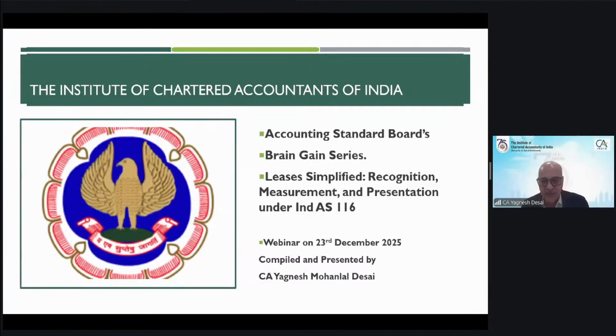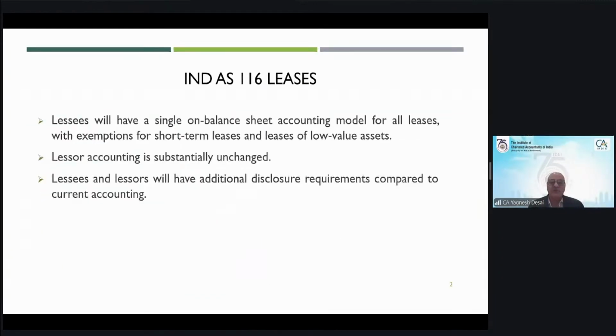So friends, Rahul Bhai also briefly, in 2 to 3 minutes, narrated the very crux of this standard: that this standard is totally changed from the perspective of the lessees. From the perspective of the lessees, the standard has been changed a lot. The standard has not been changed from the perspective of the lessor. The lessor still talks in terms of operating lease and finance lease.